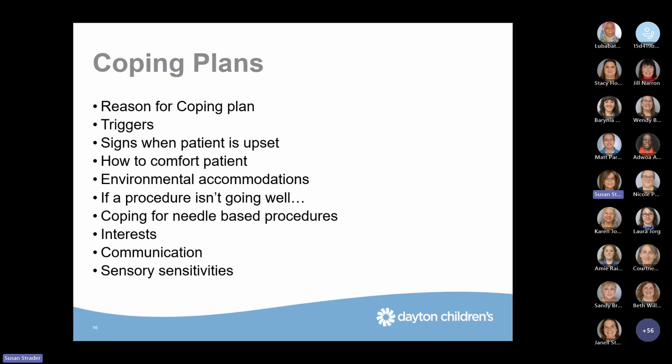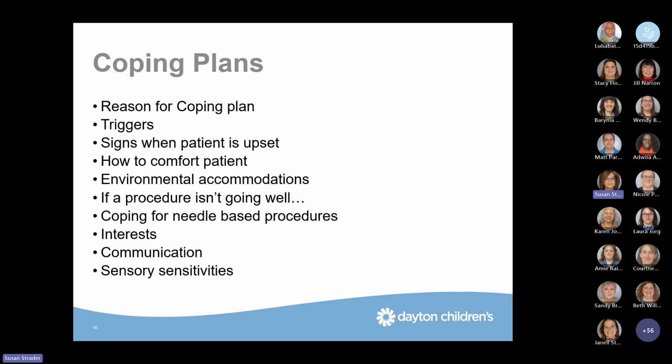So coping plans. This is the outline of a coping plan. It is in Epic. It's in the front of the chart. I will say everyone's Epic is a little different, so talk to your leadership if you can't find it. It should be on the snapshot for inpatients. You should be able to view it on your track board in the ED if you add a column to indicate that. In the multi-provider schedule for outpatient clinics, you should be able to add a column to give you that indicator if they have one. And then in surgery, when you open up the chart, it's in the navigator. Again, Epic looks different for everyone, so talk to your leadership if you can't find it.